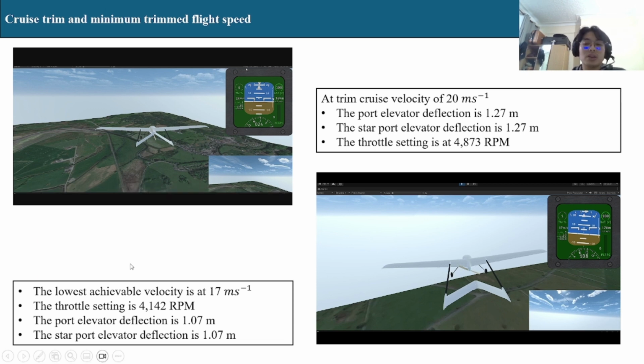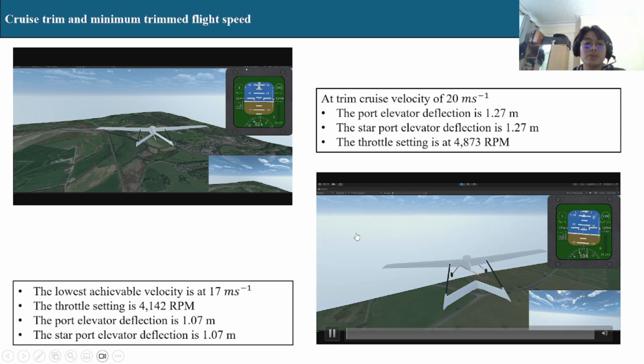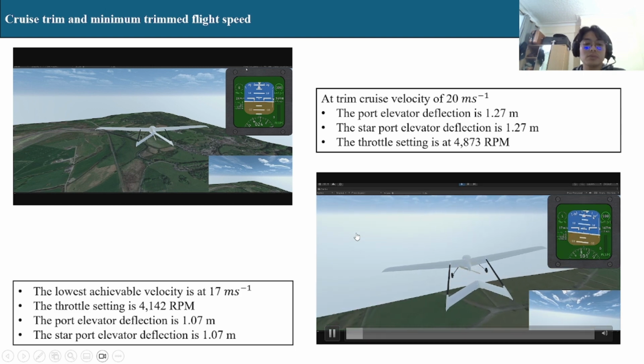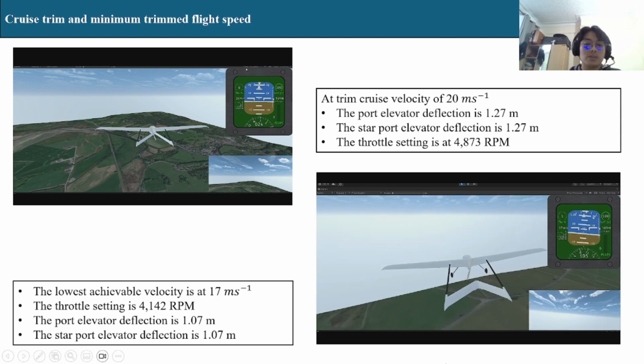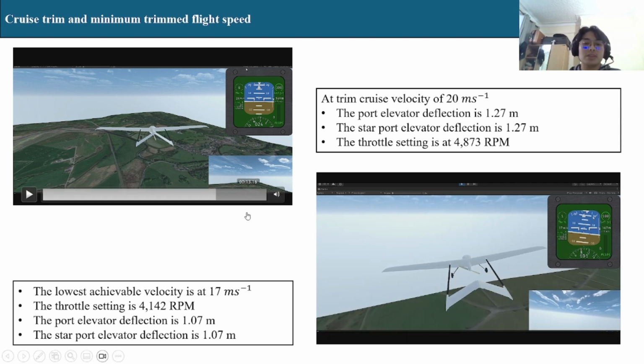And for the fourth video, it is the low cruise trim, in which I have obtained the lowest achievable velocity at 17 meter per second, and the throttle setting was 4,142 RPM, and the port elevator is as shown below.